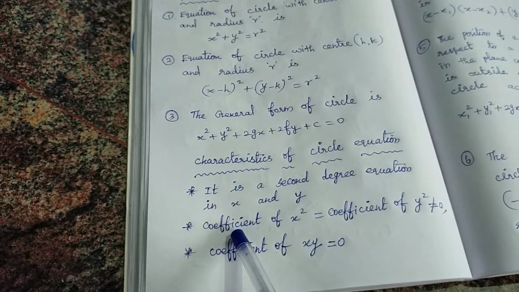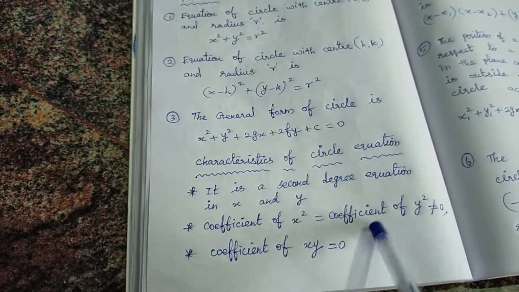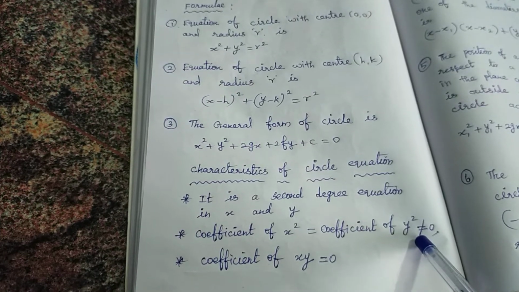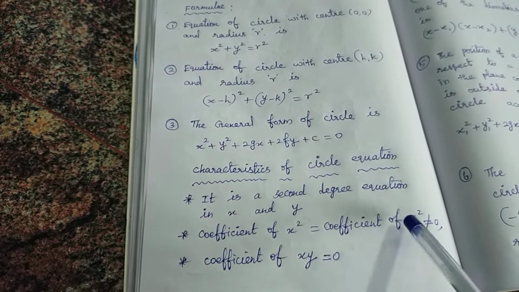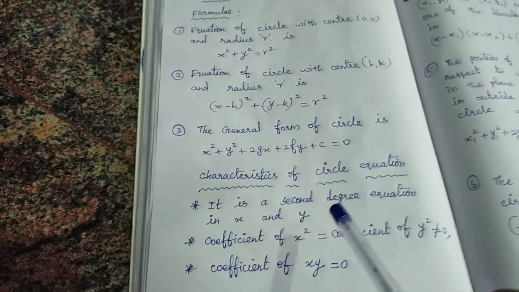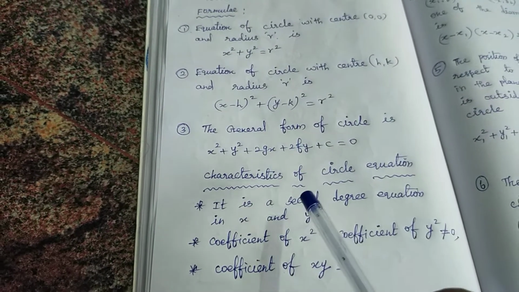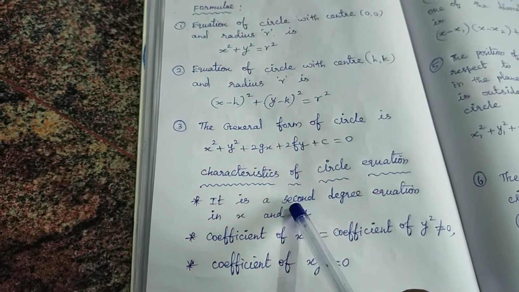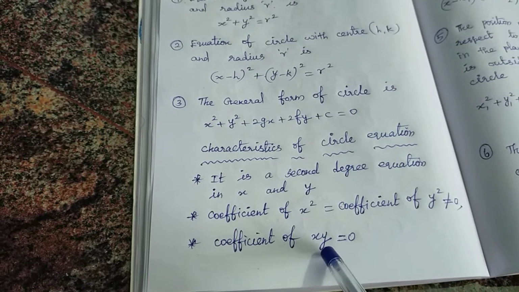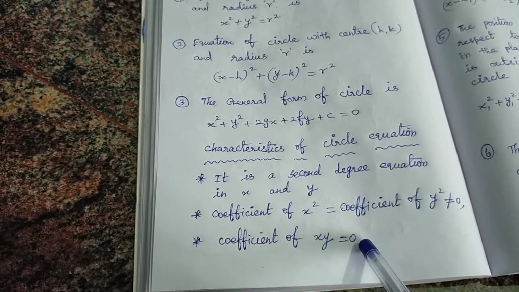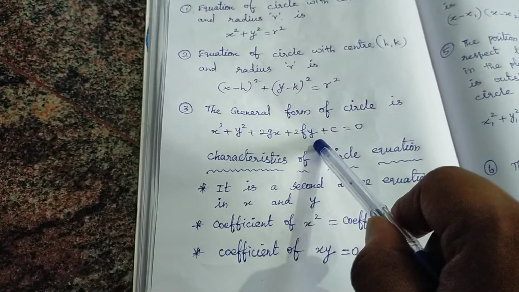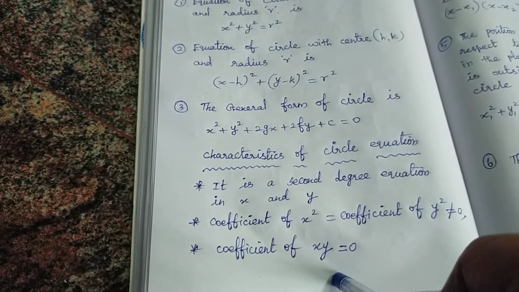Second point, coefficient of x square equal to coefficient of y square, which is not equal to 0. If the coefficient of x square and y square is equal to 0, it is a linear equation. It is not a second degree equation. Can you understand, children? Third point, coefficient of xy equal to 0. What is the meaning of this? In a circle equation, there is no xy term. So that is the meaning.